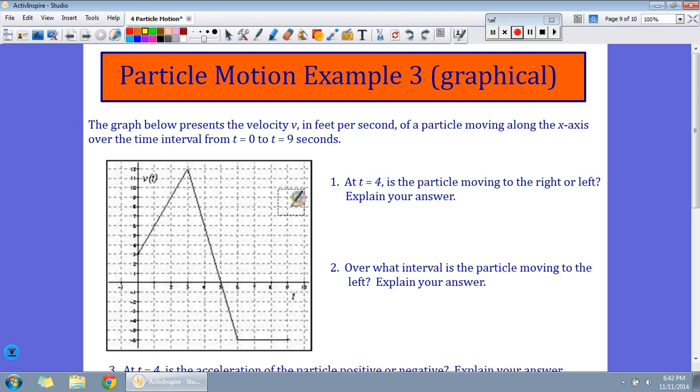For this last example, we're going to be looking at the graph of velocity on the interval from 0 to 9, keeping in mind that velocity is the derivative of position. So this is also like saying x prime of t. Okay, at t equals 4, which is right here, is the particle moving to the right or left? Well, since the velocity is positive, it's literally above the x-axis, velocity is positive, so we're moving to the right.